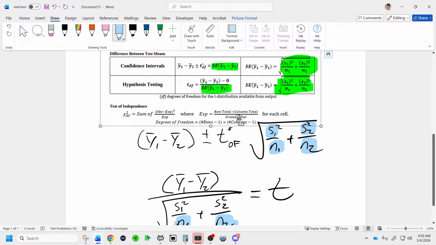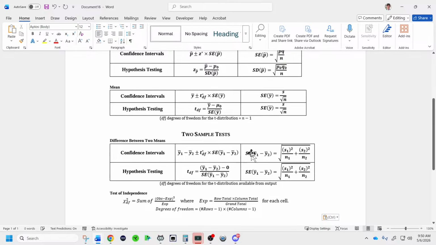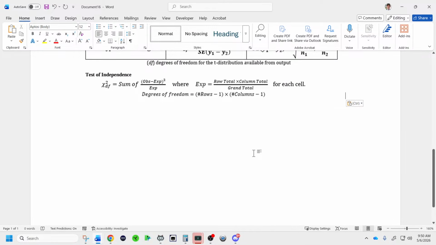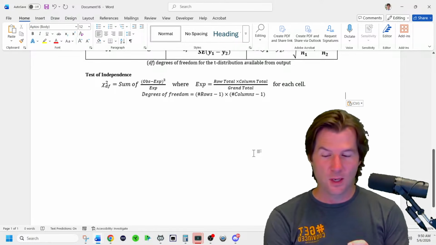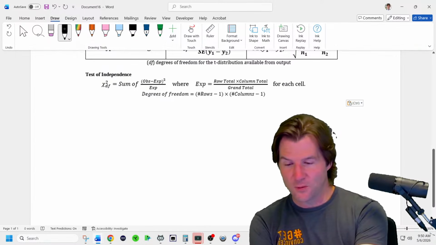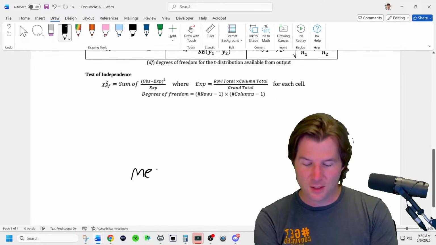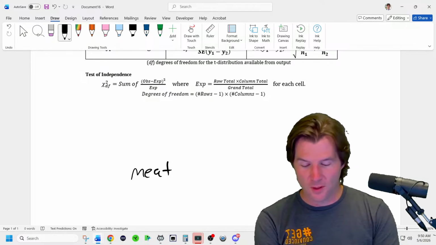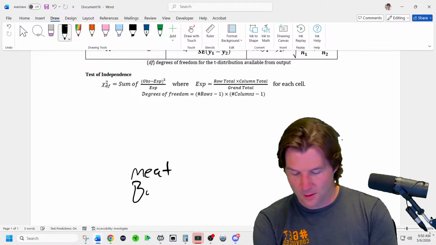The last one we have right here is the chi-squared test of independence. The chi-squared test of independence is used to test two categorical variables. And the thing I love about it is if we're testing like eating meat and passing the test, let's say burger, like you ate a burger the night before the test.